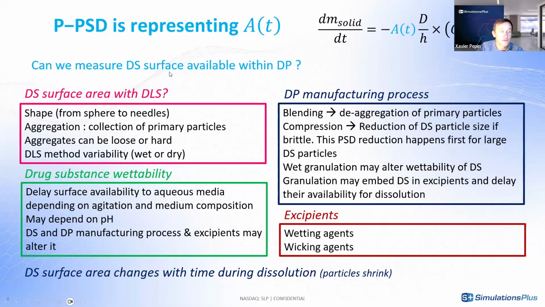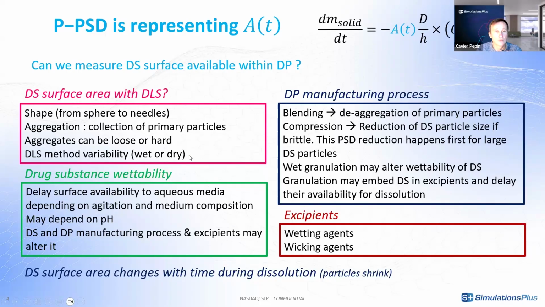Ideally, we would like to measure it, but it's really hard to measure drug substance surface area within a drug product, especially for a solid oral dosage form. The reasons behind this are, first of all, the techniques for measuring surface area of a drug substance are not adapted to the shape of the particles, which really are far away from spherical. Particles can be aggregated. Those aggregates can resist or not the technique of laser diffraction, for example.